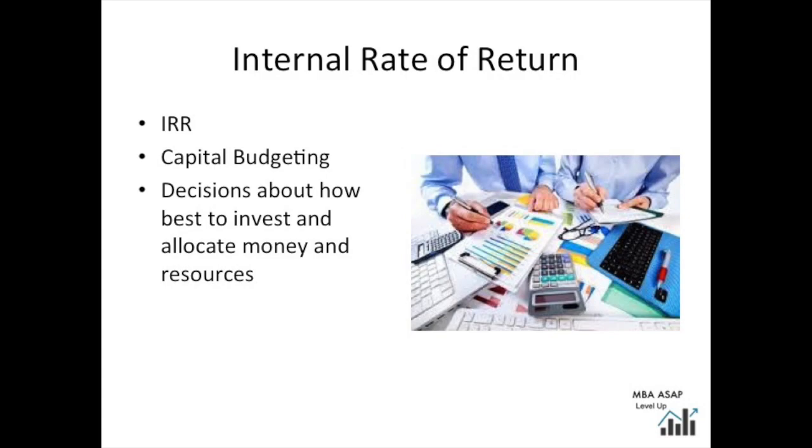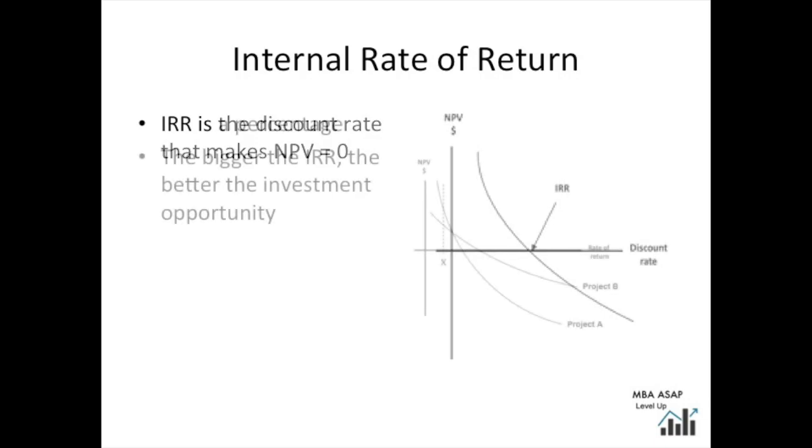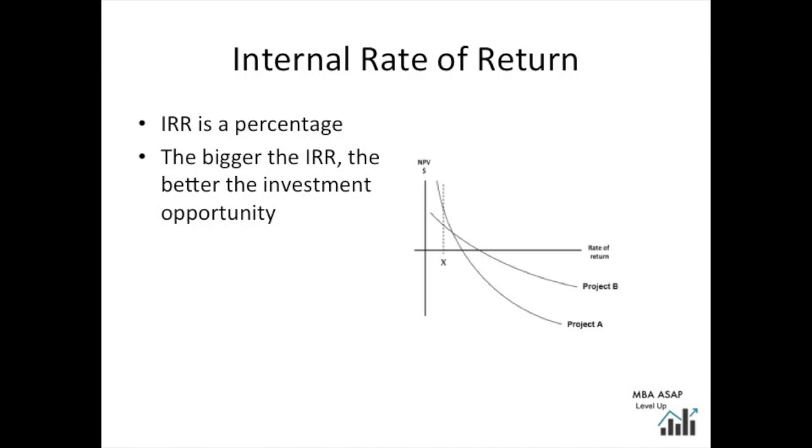Next, we are going to explore using the internal rate of return, IRR, as a capital budgeting tool for deciding how best to invest and allocate money. Internal rate of return is the discount rate used in capital budgeting that makes the net present value of all the cash flows from a particular project equal to zero. The higher the internal rate of return of a project, the more desirable it is to undertake that project.